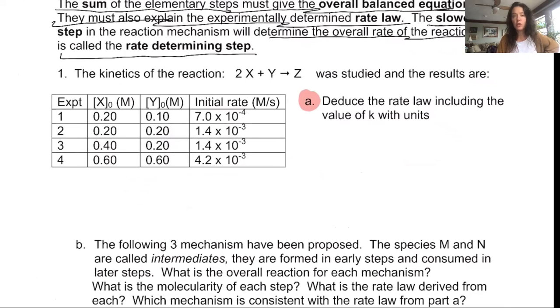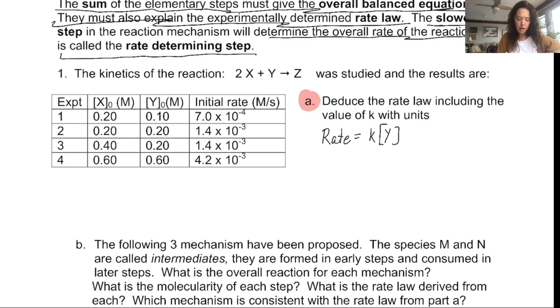So I would like you to just pause and do that. And you're going to see that now you're coming back. The rate is equal to k[Y].